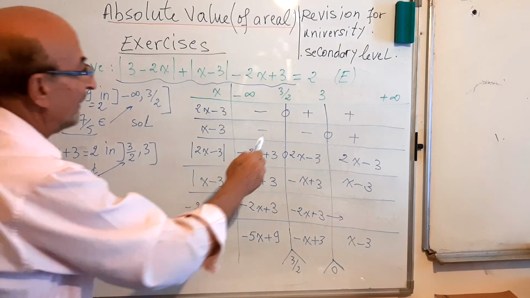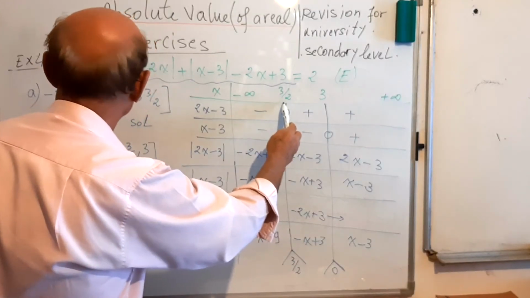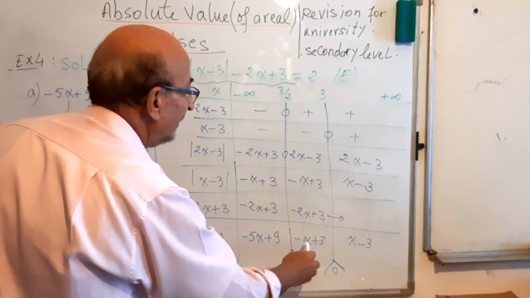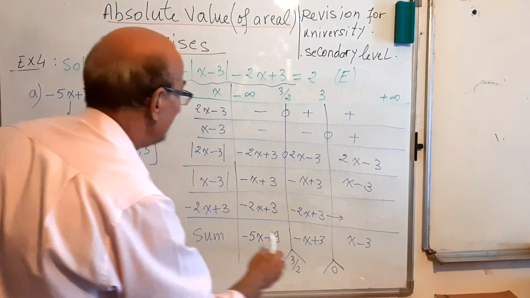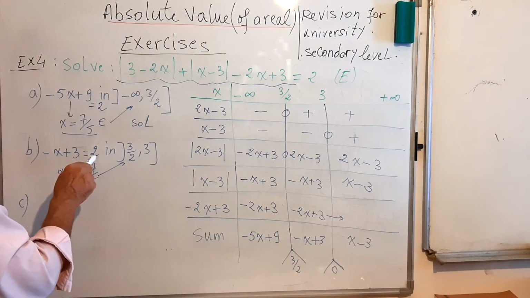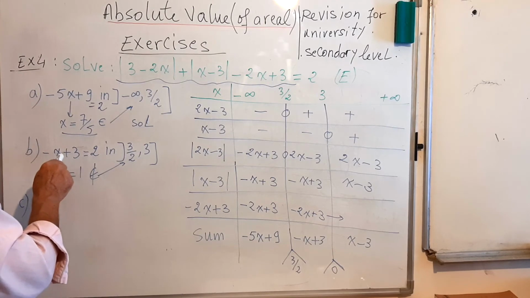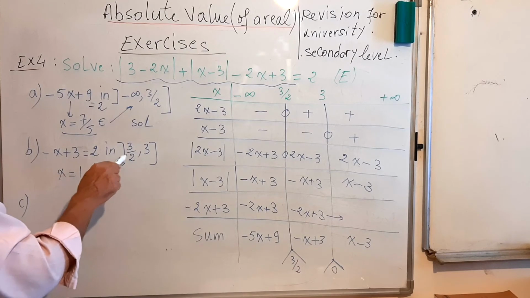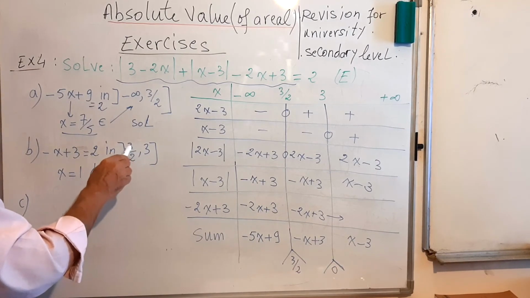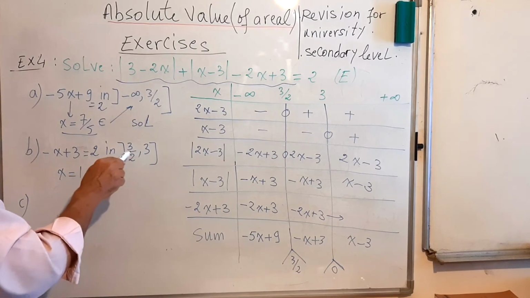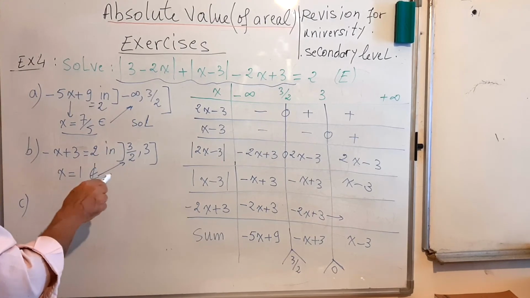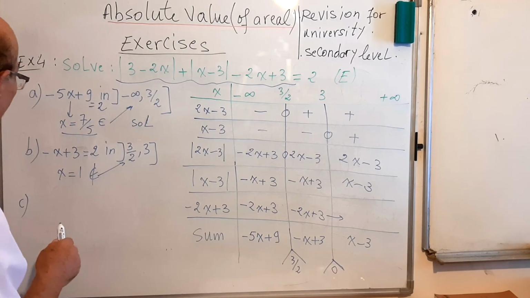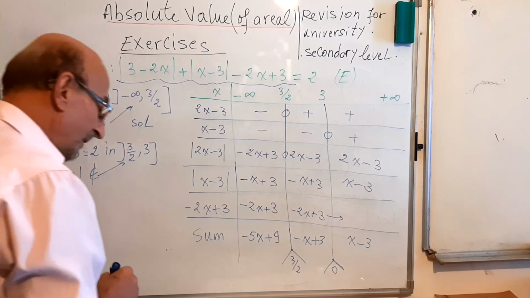Now, in the interval 3 over 2 to 3, the equation E becomes minus x plus 3 equal to the right-hand side, which gives x equal 1. 1 does not belong to the interval 3 over 2 to 3, because 1 is less than 3 over 2. So it is not a solution of the equation E.